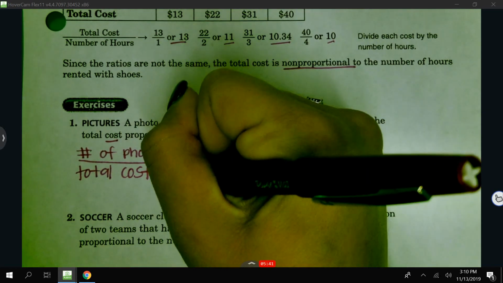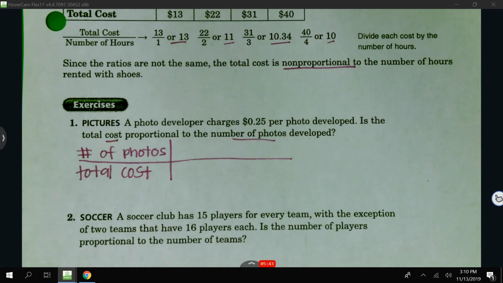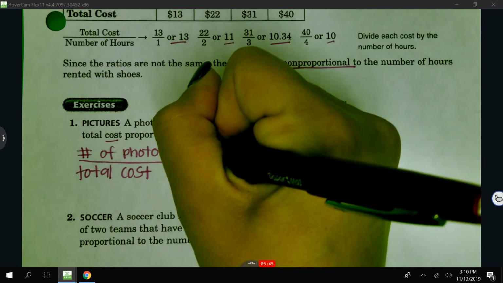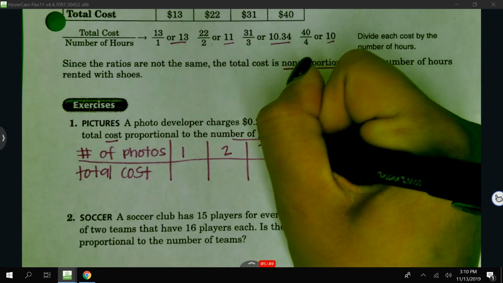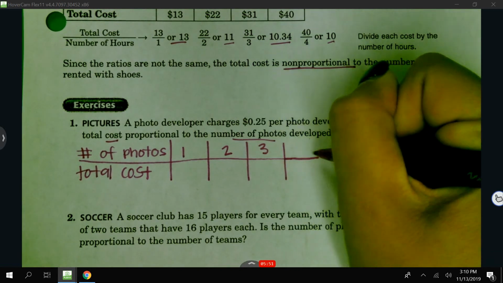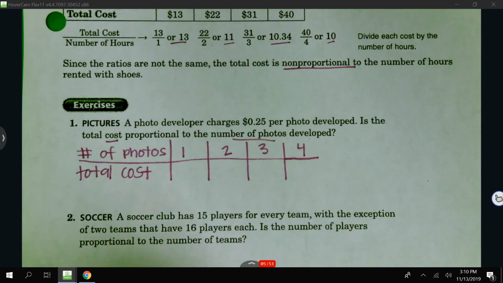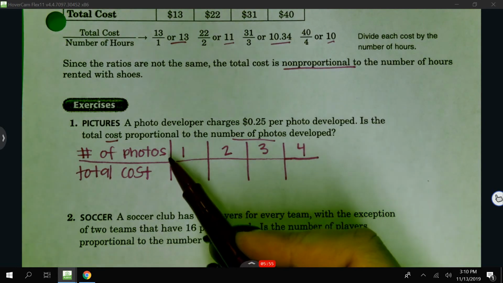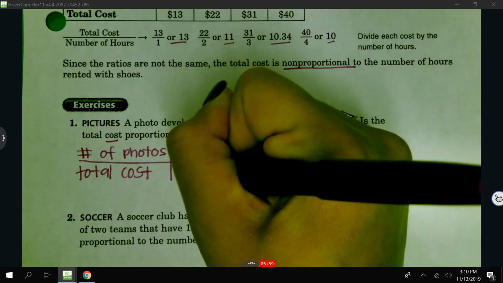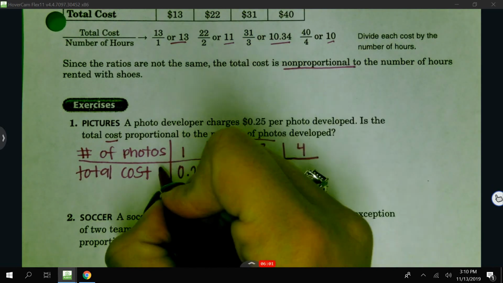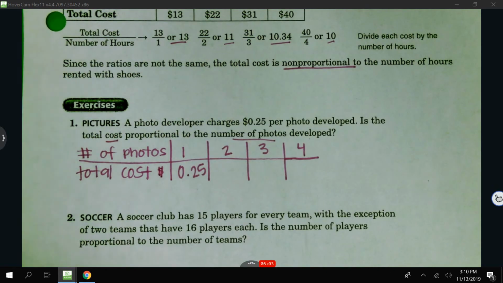Okay, so first I want to see how much it's going to cost for just one photo, 2 photos, 3 photos, and we'll go all the way out to 4 photos. I know that one photo, they already told me it's 25 cents. So again, this total cost is going to be in money. One photo is 25 cents.